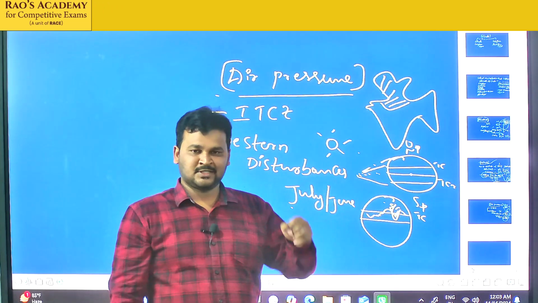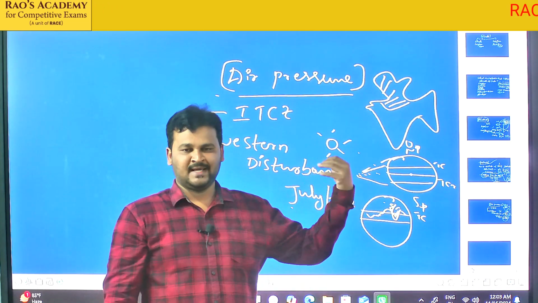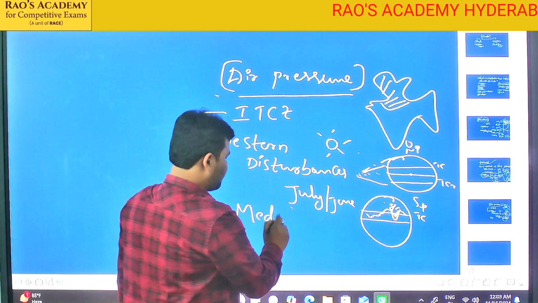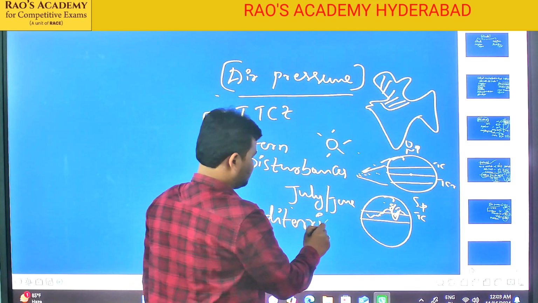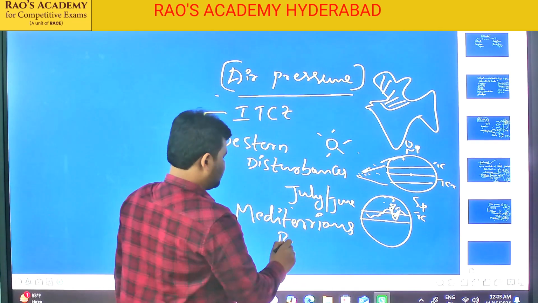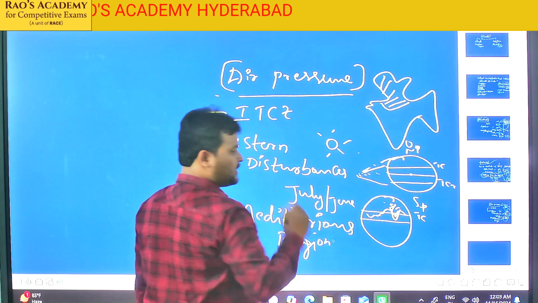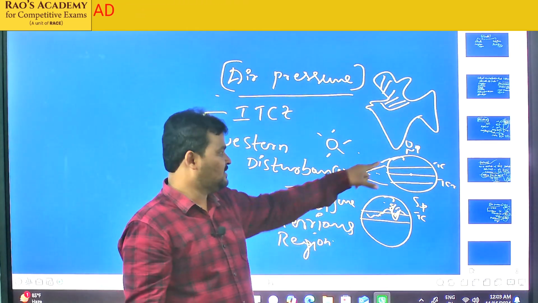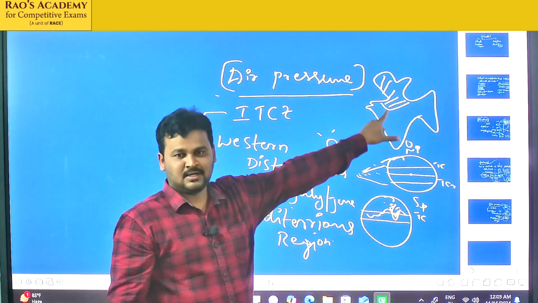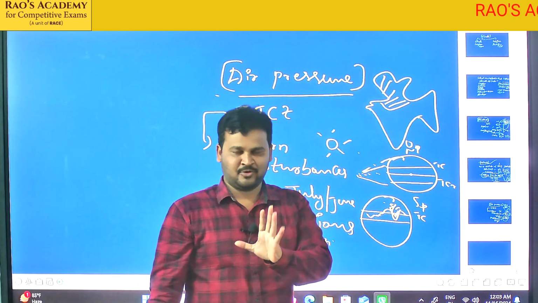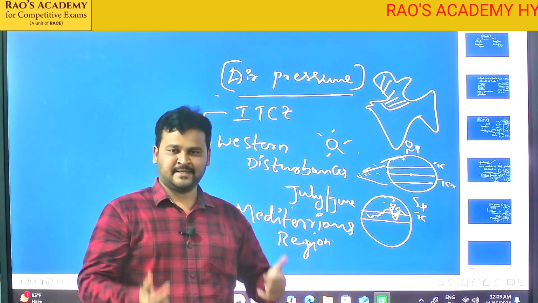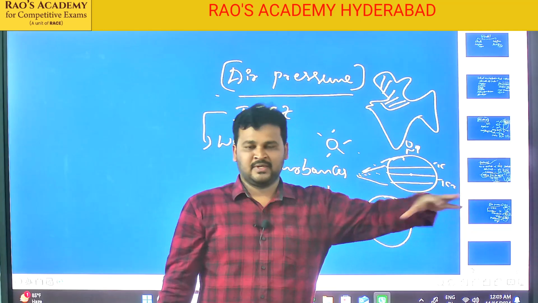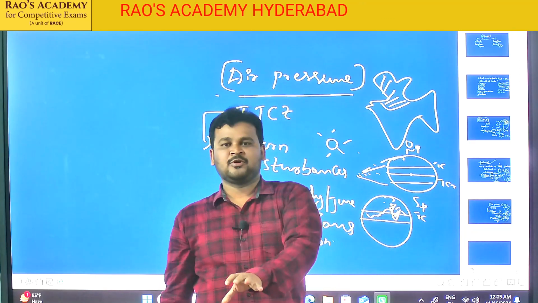Where do these western disturbances originate? A place called the Mediterranean. Whenever cyclones are formed in the Mediterranean region, or any cold temperatures form there, they influence weather patterns in India. That's the reason you have to know that. Finally, western disturbances which originate in the Mediterranean region also influence the weather and climate phenomena of India.